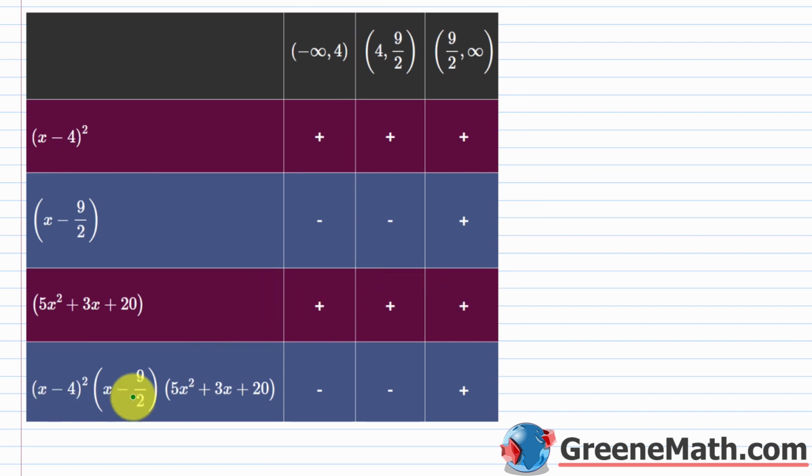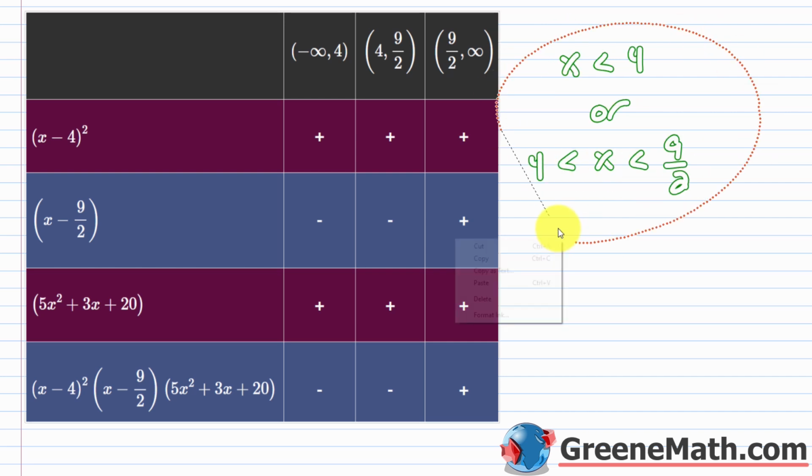And again, to put these all together, when we find our product, you have a positive, negative, positive, so that's negative. Positive, negative, positive, so that's negative. Positive, positive, positive, so that's positive. We're actually looking specifically where it's less than 0, so it's a strict inequality. So you would say that it's where x is strictly less than 4, or where x is greater than 4 and less than 9/2. So the 4 and 9/2 have to be excluded there.